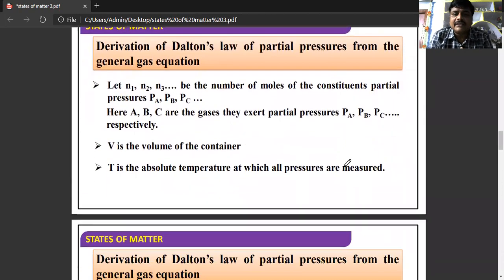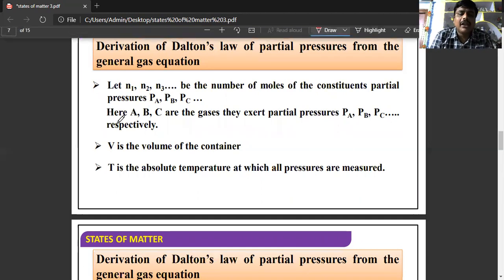Now the derivation of Dalton's law of partial pressure from the general gas equation. How do we derive Dalton's law of partial pressure from the general gas equation? Let N1, N2, N3 be the number of moles of the constituents, with partial pressures PA, PB and PC. What are A, B and C? A, B, C are the gases, and PA, PB, PC are the partial pressures of the respective gases. V is the volume of the container, and T is the absolute temperature.